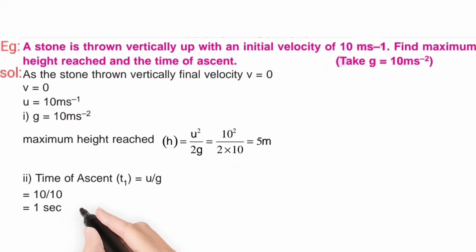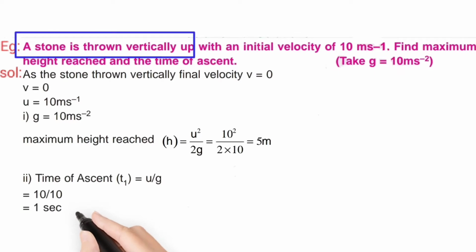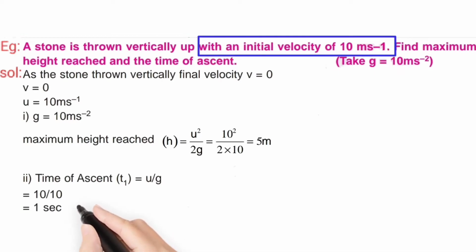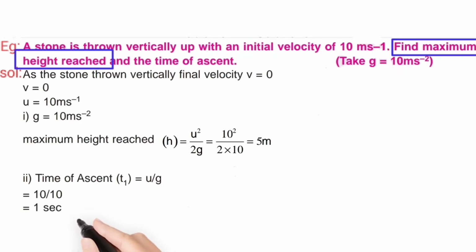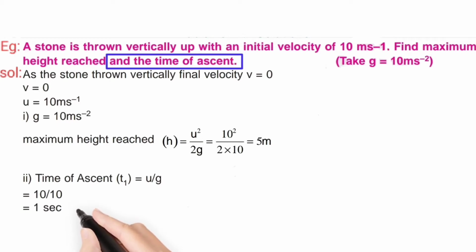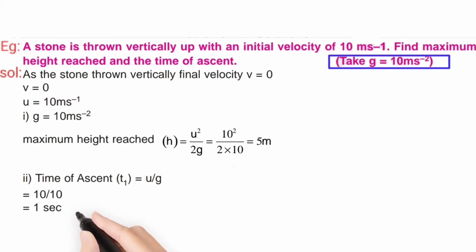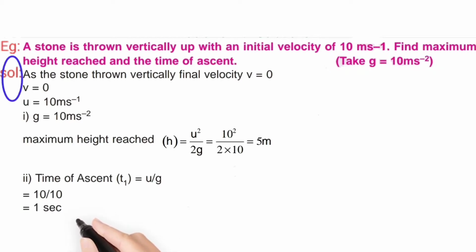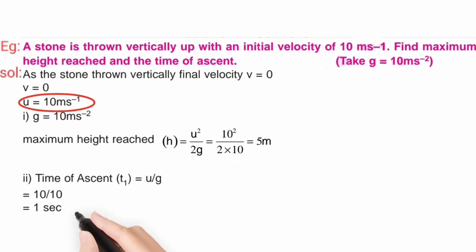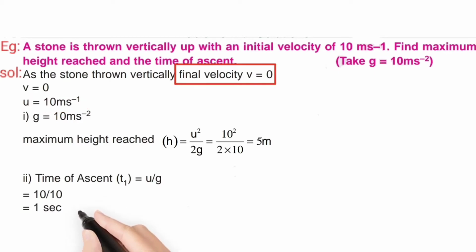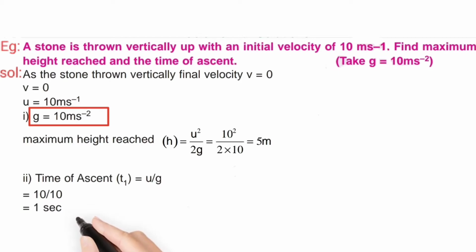Now we will do a problem on a vertically projected body. A stone is thrown vertically up with an initial velocity of 10 meter second power minus 1. Find maximum height reached and the time of ascent. Take g is equal to 10 meter second power minus 2. Now we will do the solution. First we will write the given data. Given initial velocity u is equal to 10 meter second power minus 1. At maximum height final velocity v is equal to 0 and g is equal to 10 meter second power minus 2.